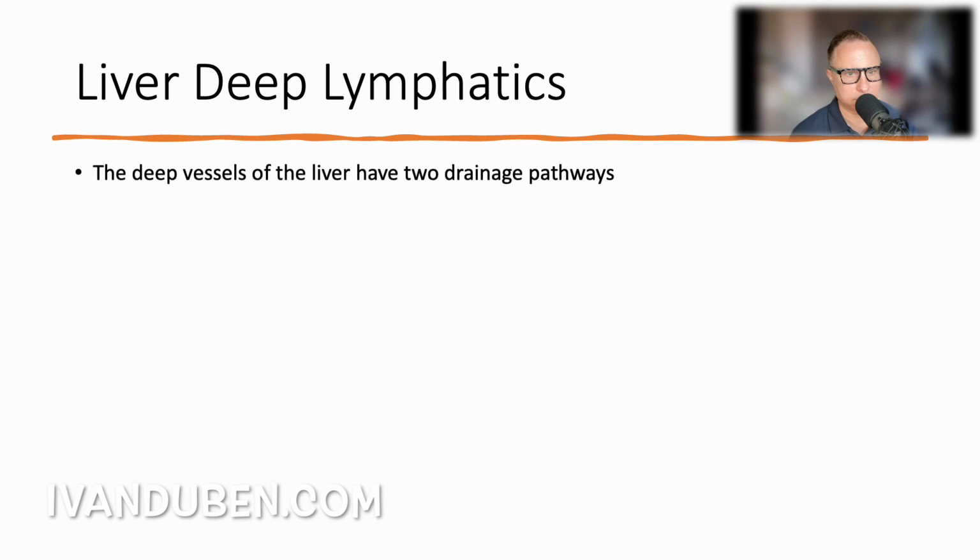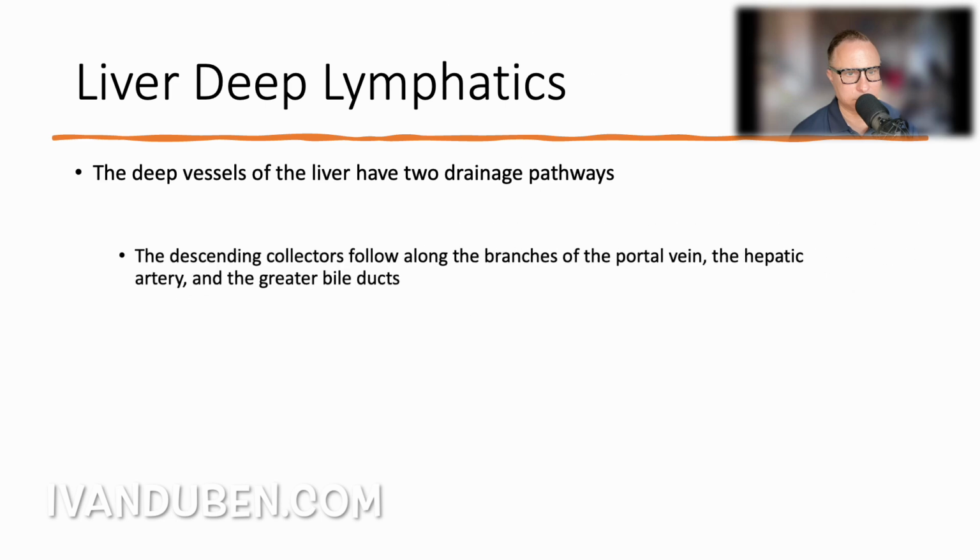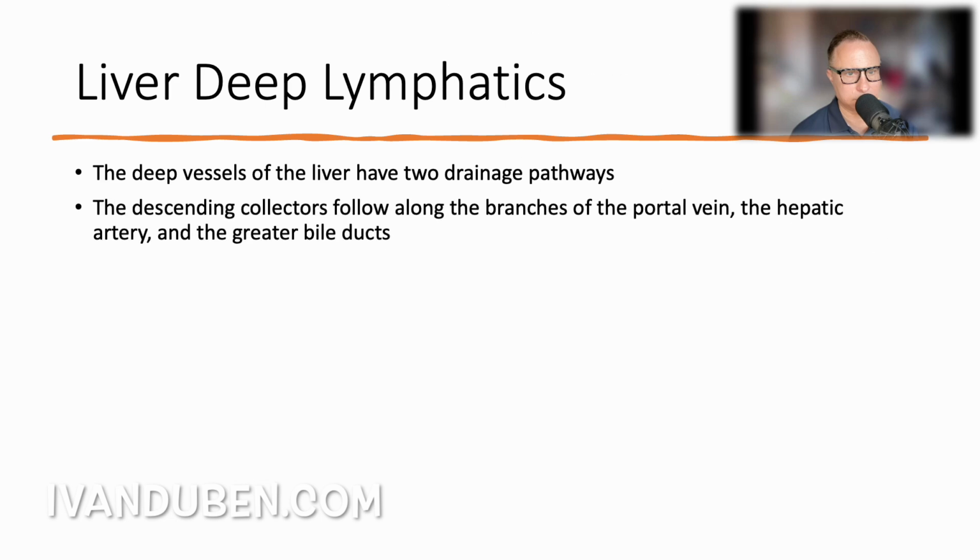The deep vessels of the liver have two drainage pathways. The descending collectors follow along the branches of the portal vein, the hepatic artery, and the greater bile ducts. So the descending collectors will be moving against the direction of blood from the portal vein and the hepatic artery as they're moving down towards the cisterna chyli, and they will be following, however, along with the bile ducts. So there's less resistance coming from the bile ducts.